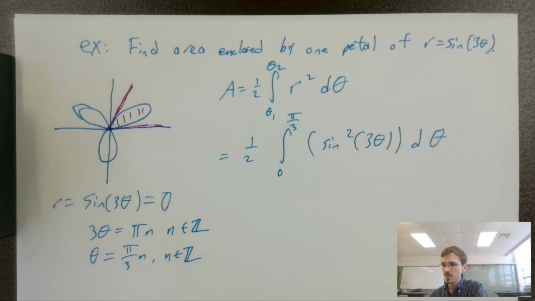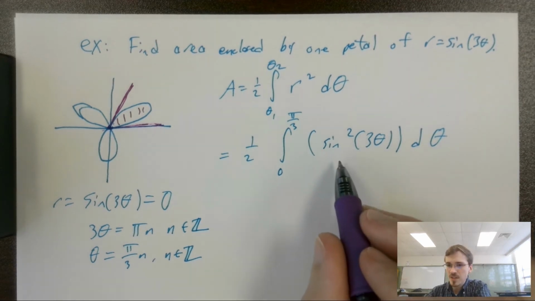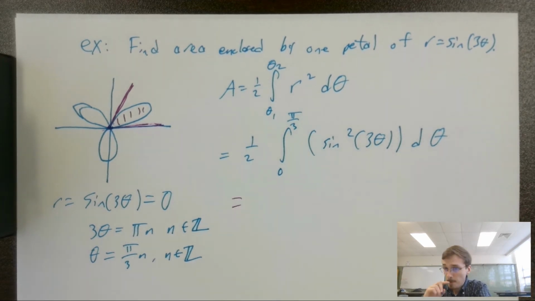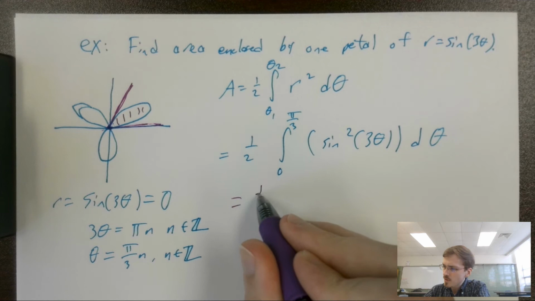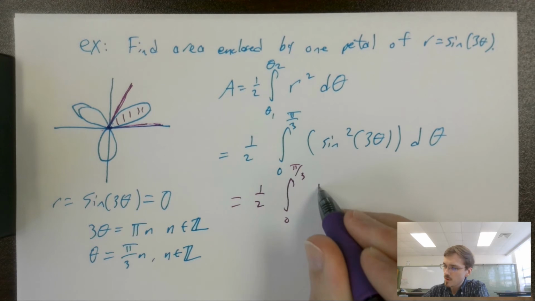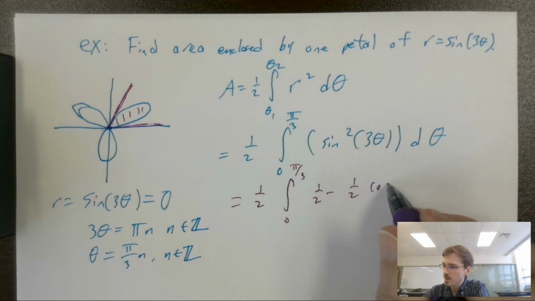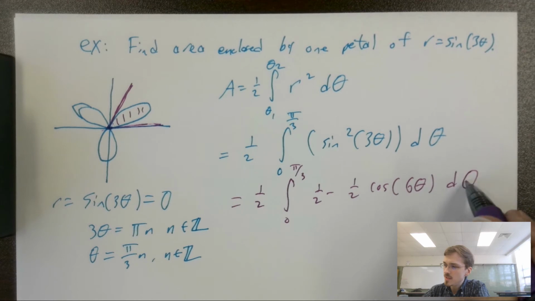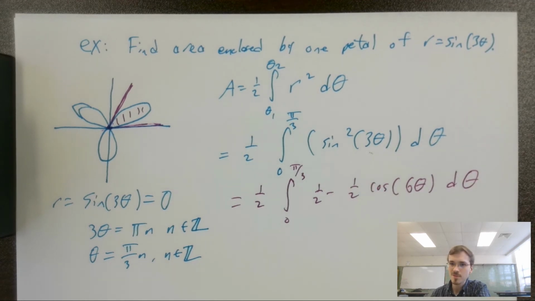All right, so how do we integrate this function? We, of course, need to use the double angle identity, so let's do that here. If you're not 100% sure with this, please pause the video and do this integration for yourself. Make sure that you're 100% comfortable with it. So we know that this is going to become 1/2 integral from 0 to pi over 3 of 1/2 minus 1/2 cosine of 6 theta d theta, because it's twice 3 theta, right?